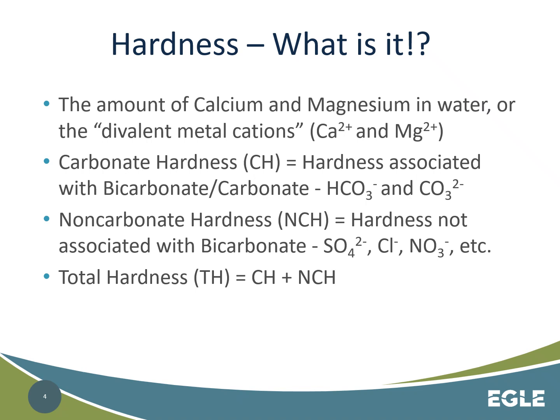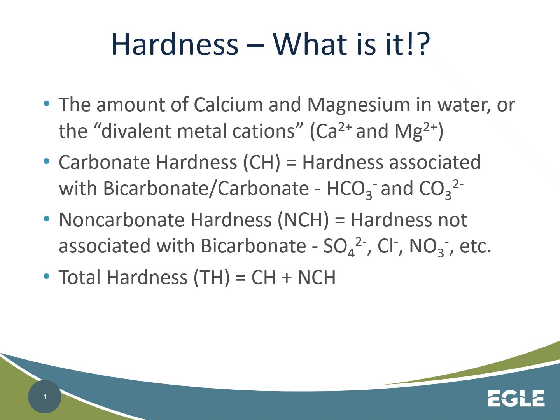What is hardness? How do we define it? Hardness is primarily the sum of divalent cations, which is typically calcium and magnesium. Calcium and magnesium are both positively charged ions, or what we call cations. They want to bond with negatively charged ions, or anions. Opposites attract, the positive and the negative.